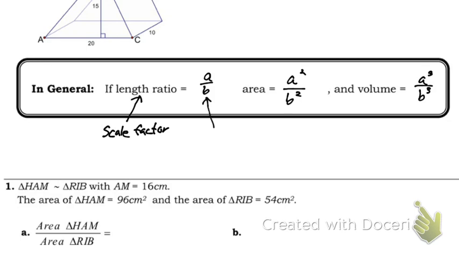That is also going to be your perimeter ratio. That's going to be important to know, that those two things are the exact same item. In fact, the very first questions on the homework are your scale factor and your perimeter ratio. So length ratio, perimeter ratio, and scale factor are all the same.